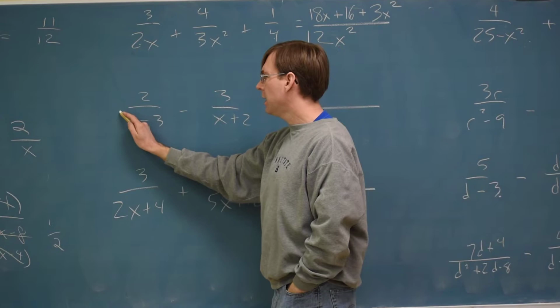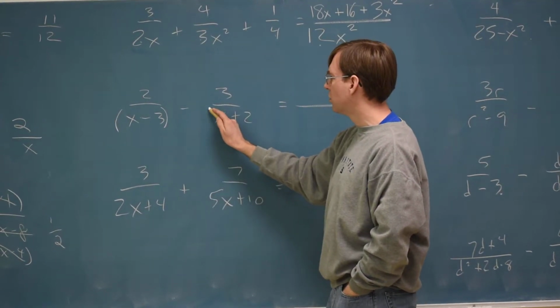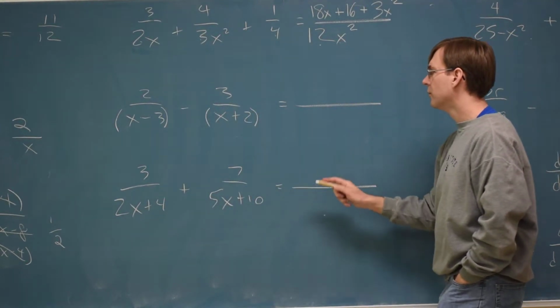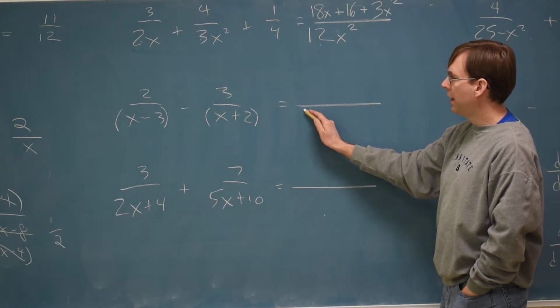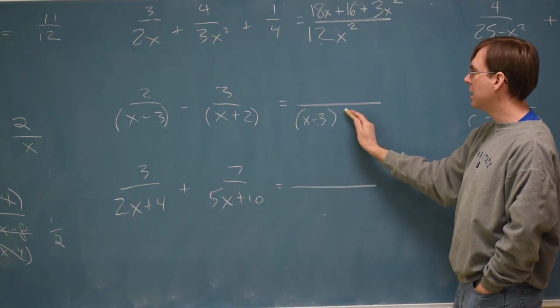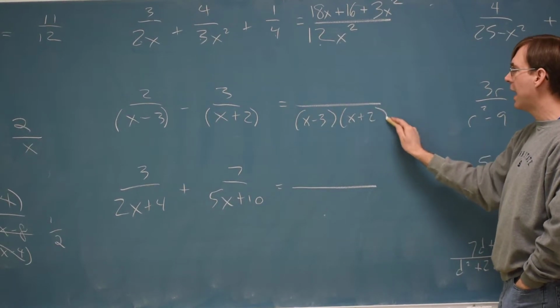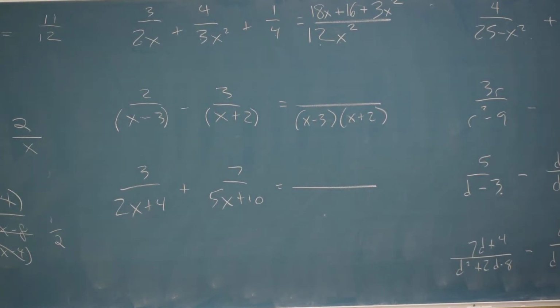For this next one, it might help if I make the invisible parentheses visible. And when we pick a common denominator, we have to take each item that we can see. There's 2 different factors on the bottom for our common denominator.